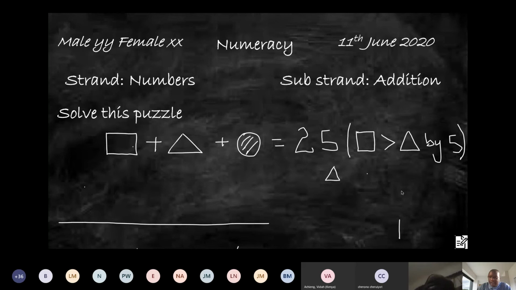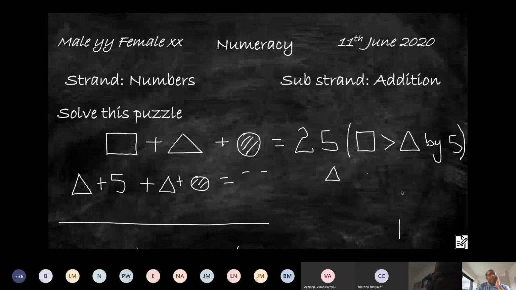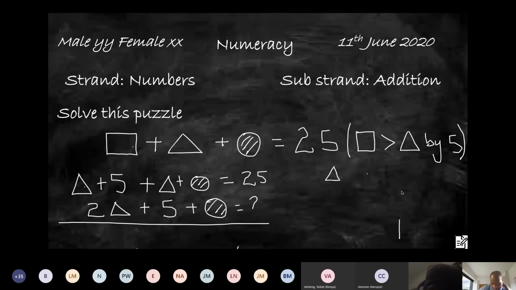So maybe I can demonstrate the way I got my answer, and then we can compare. I took a triangle plus 5 plus another triangle plus a circle, which will be equal to 25. This is because we have been told that the square is greater than the triangle by 5. So I only have triangles and a circle, and therefore I can have 2 triangles plus a 5 plus a circle equal to 25. Now this is only addition, so I can't subtract, but I know that 2 triangles plus a circle is 20, because there's a 5 here and a 5 here.